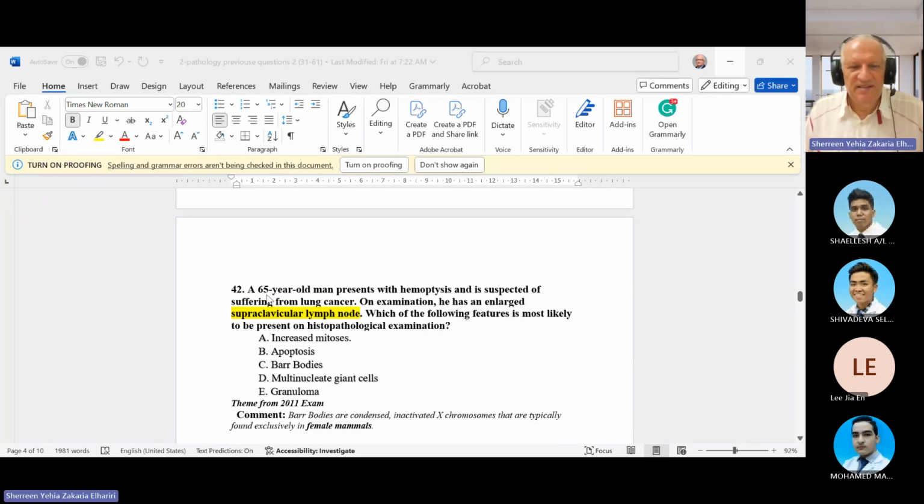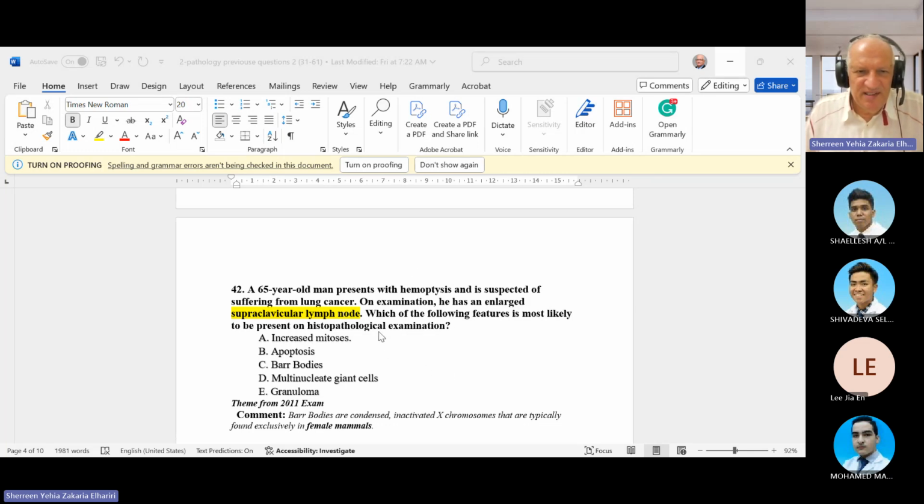Next question: a 65-year-old man presented with hemoptysis, suspected of suffering from lung cancer. On examination, he has a large supraclavicular lymph node. Which of the following features is most likely to be present on histological examination? So this patient has hemoptysis, suspected lung cancer, so of course they have a cancer. This is a left supraclavicular lymph node, so it is characteristic of malignancy. Of course, a lung can be right and left because it is not GIT.